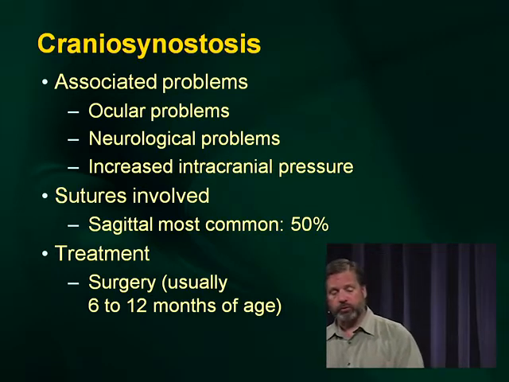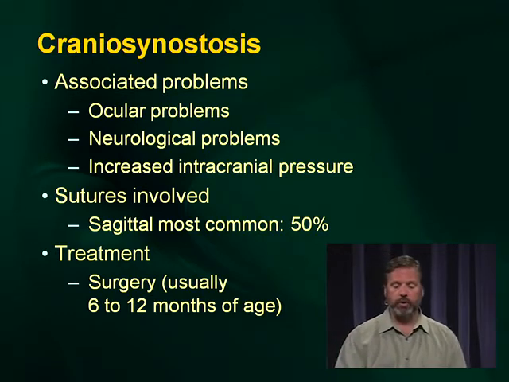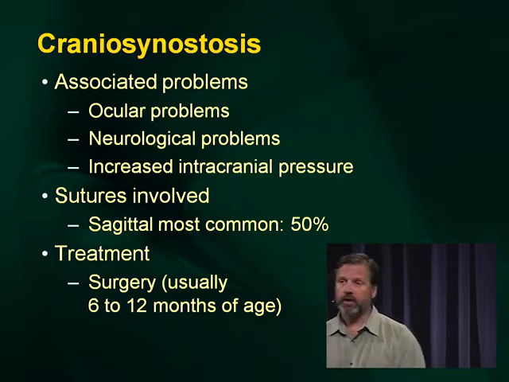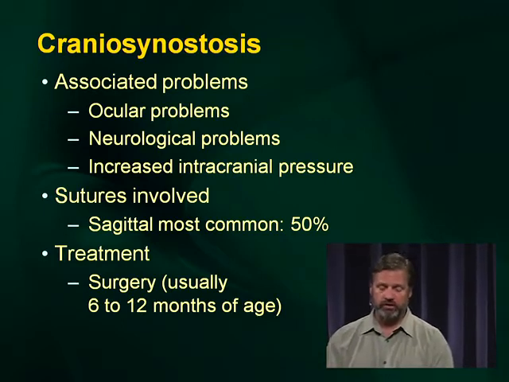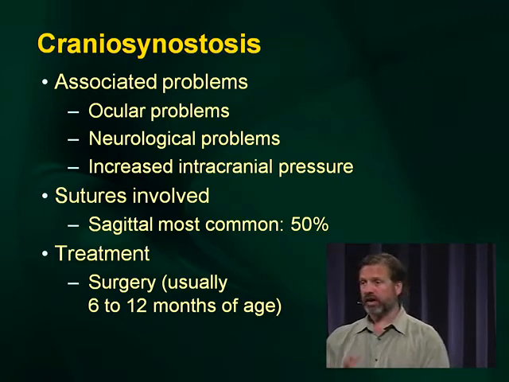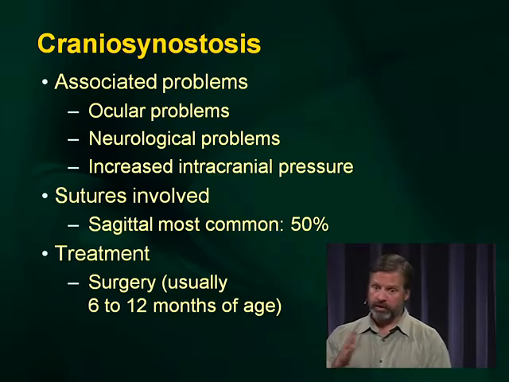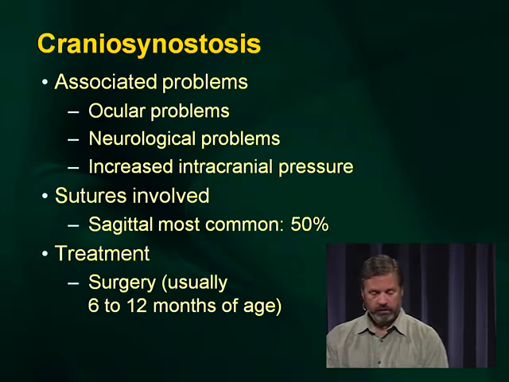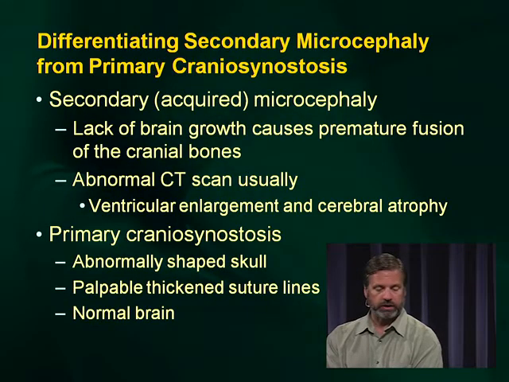Associated problems with craniosynostosis: ocular problems, neurologic problems, and then, of course, the most common is the increased intracranial pressure, which is obviously bad for everybody for any reason, but certainly bad for a baby whose brain is still growing. Sagittal sutures are most commonly involved, and the definitive treatment is surgery.